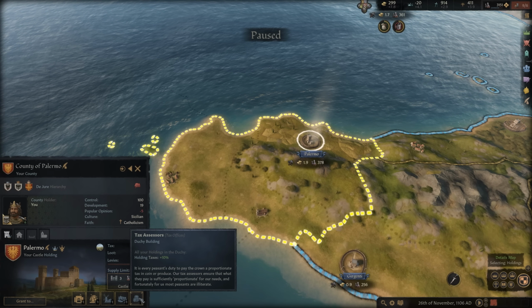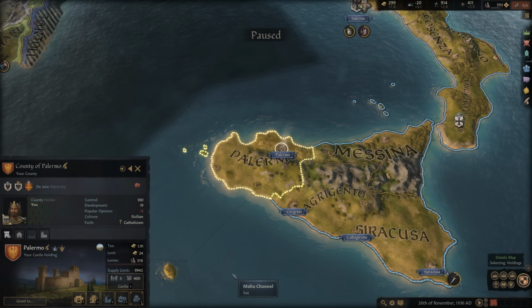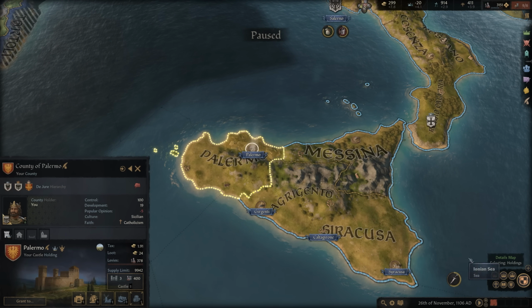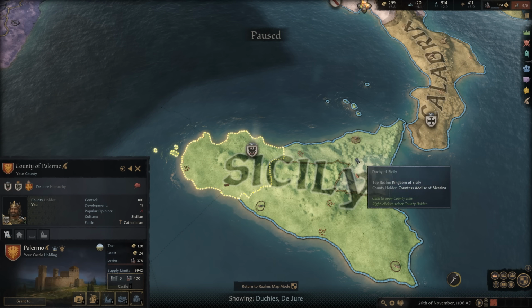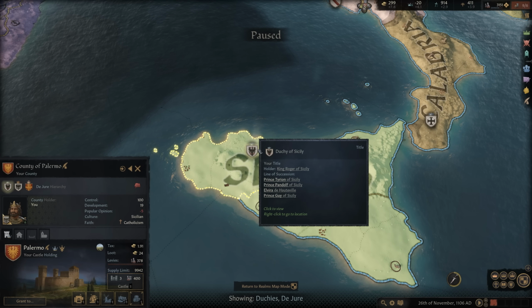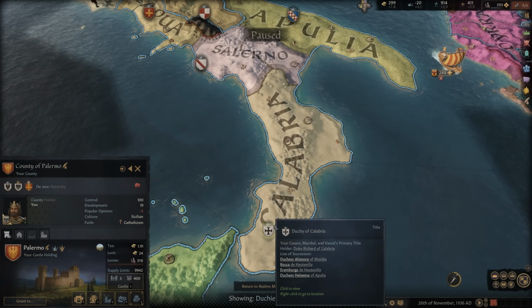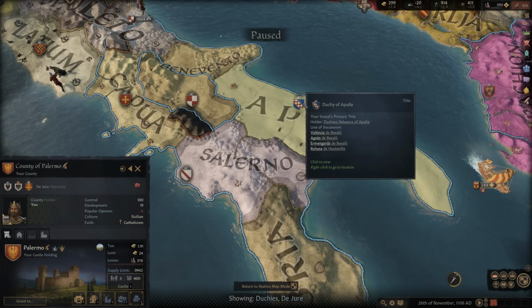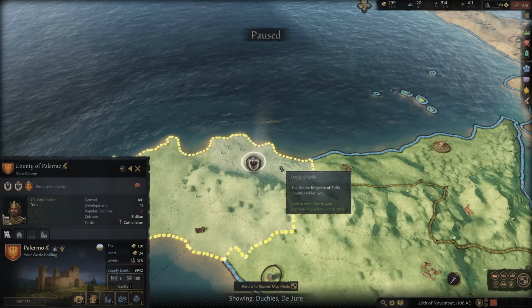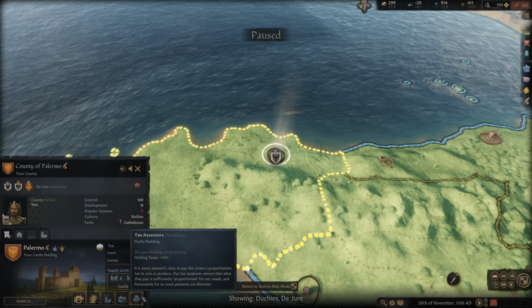Now, the duchy building is relegated to the duchy capital. Now, if I go ahead, we can see we're in Sicily. I'm going to switch this over to duchy titles. So this is the duchy capital of Sicily. This is the duchy capital of Calabria, Salerno, so on and so forth. So you'll only be able to make a duchy building in a duchy capital.